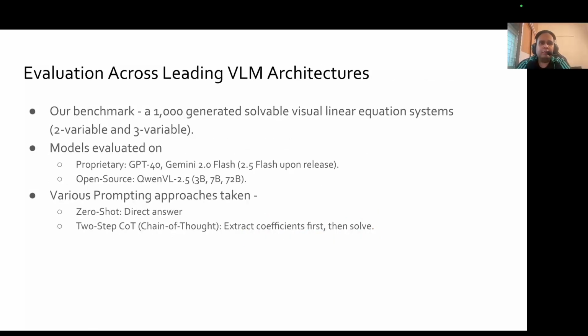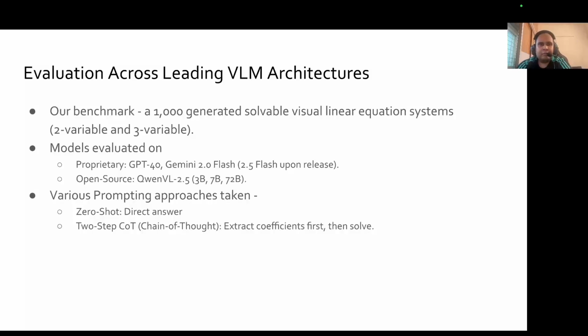Moving on, once we have our data set ready, as you can see, we evaluate across leading VLM architectures. At the time when we performed these experiments, these were the models available for our benchmark, and our benchmark consists of 1000 generated solvable visual linear equation systems, each 2 variable and 3 variable type. So in total we had around 2000 examples, 1000 of 2 variables and 1000 of 3 variables.